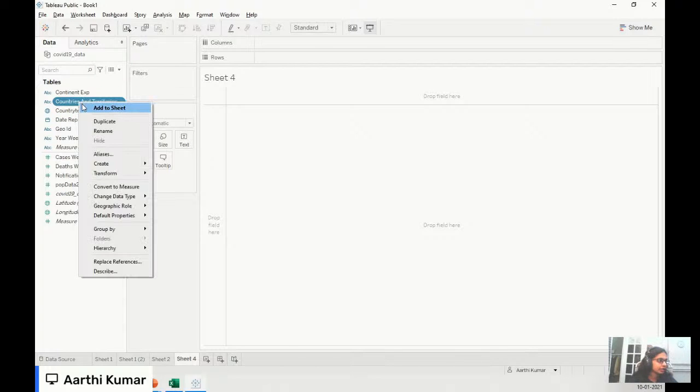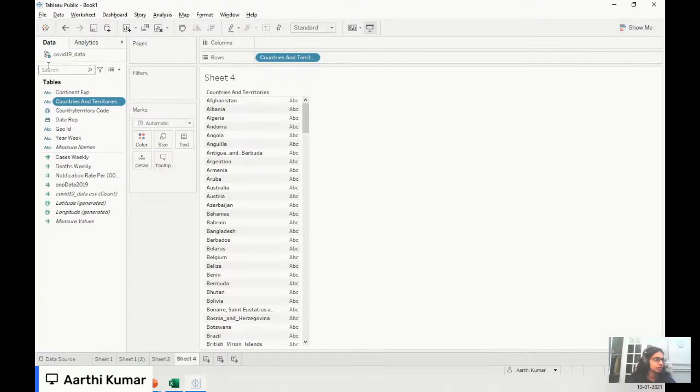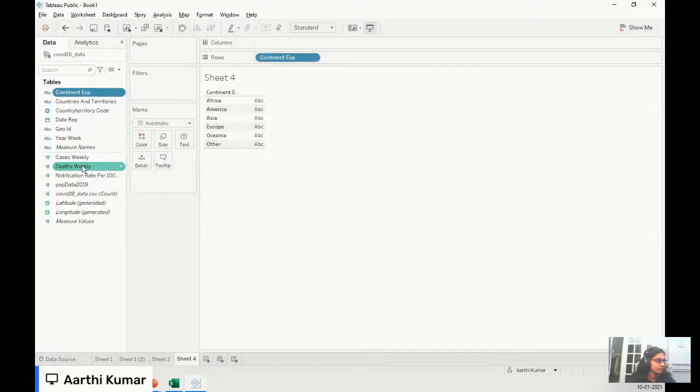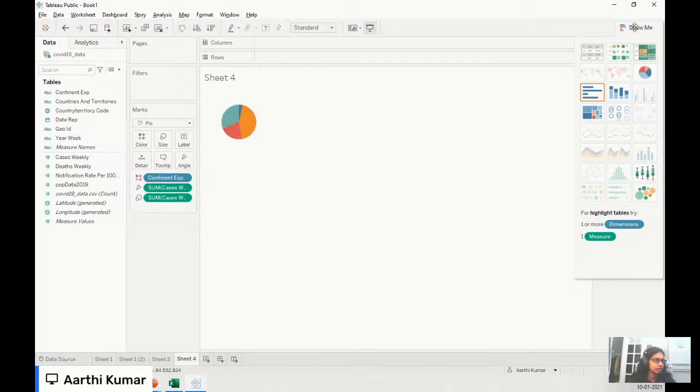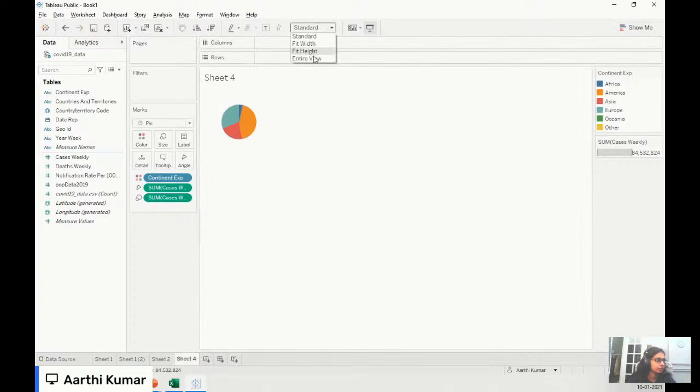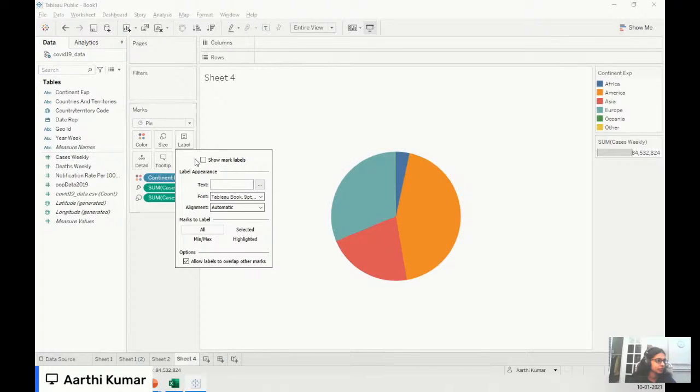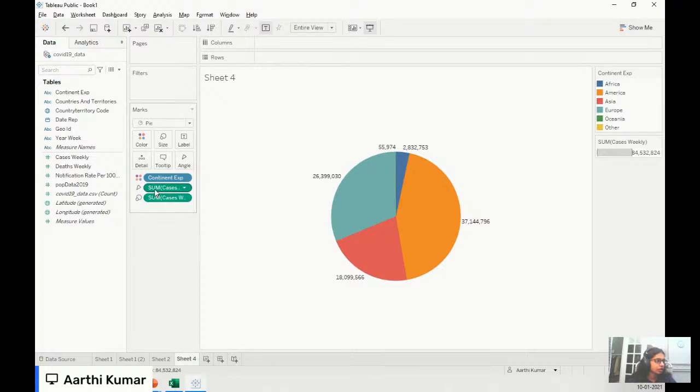So I'm going to add this to the sheet. I'll add the continents and then I'll add the cases and then the pie chart is enabled here. So let's look at it. I'm going to show this for entire view and then display the labels. Here you see the angle and the size of the circle are based on the cases weekly. Here you have the color legend, and when you select on it, Oceania is too small.